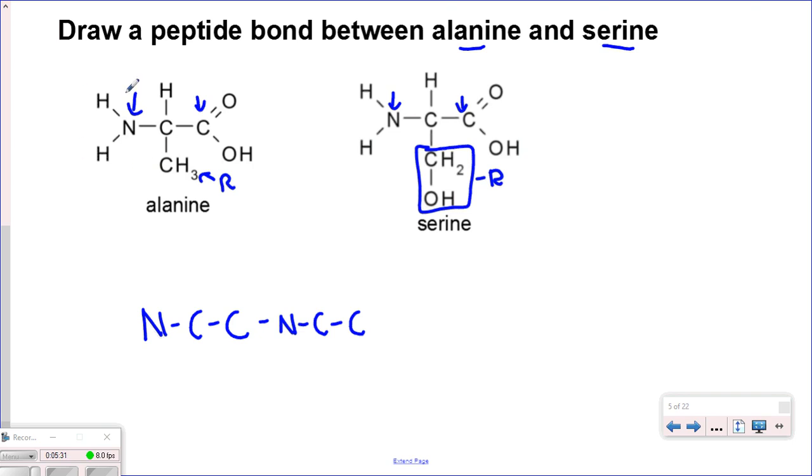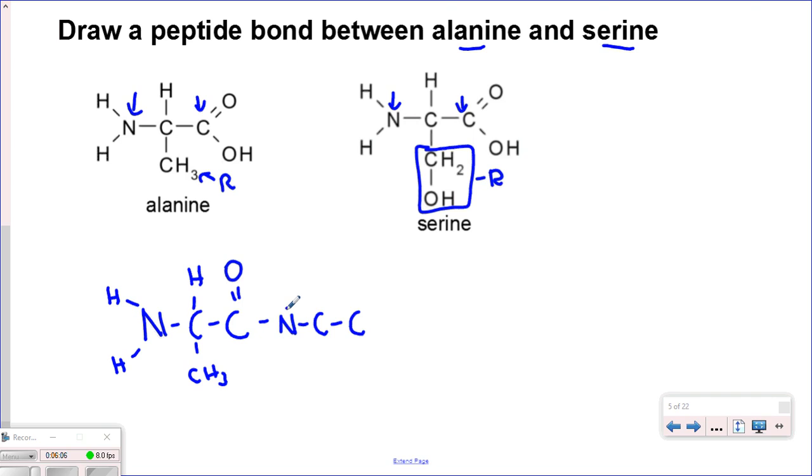On our terminal amino group, on our end amino group, we can draw it with two hydrogens attached to the nitrogen. And then we have our central carbon. Off of that carbon, we have our hydrogen, and then our first R group. And then we have the next carbon, that is double bonded to oxygen. And then we repeat for our next amino acid.